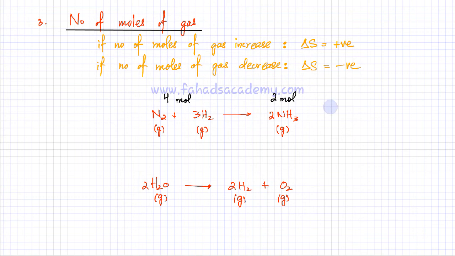So delta S would be negative in this reaction. The entropy change would be negative. The entropy would be decreasing. 2 moles of gas would be more ordered compared to 4 moles of gas.